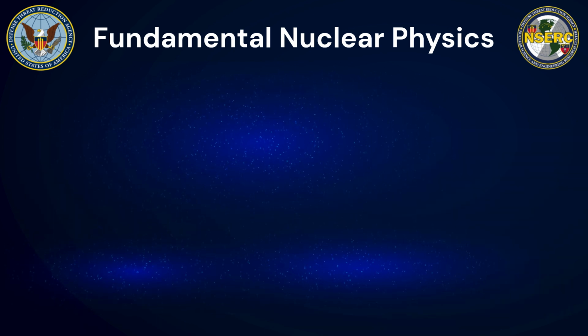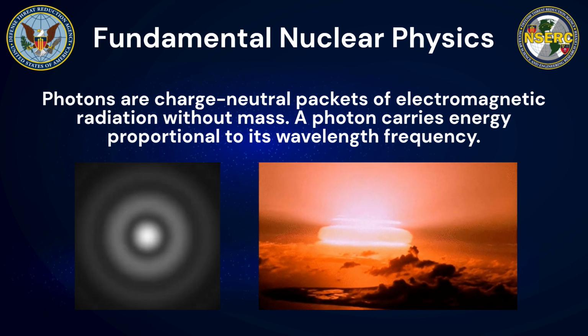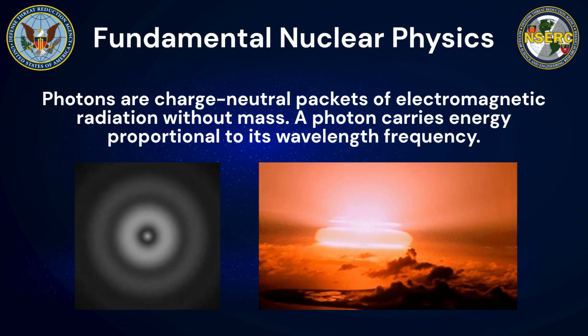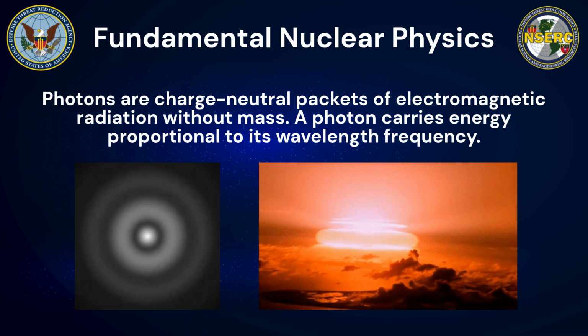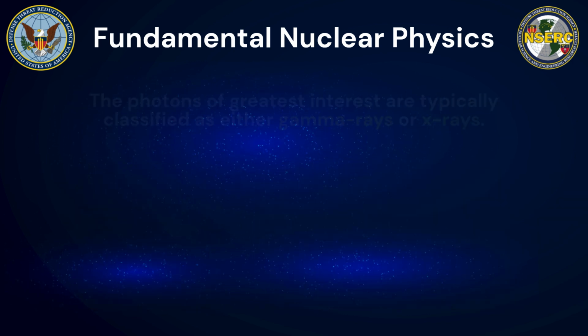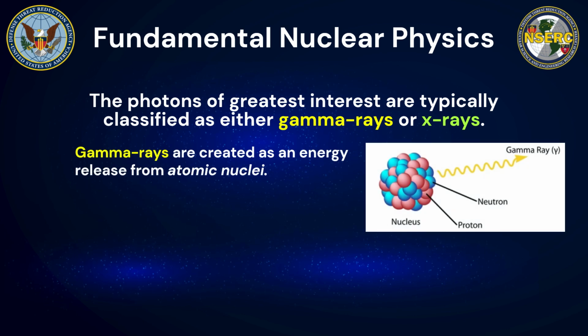The final particle type we need to discuss is the photon. To understand most nuclear weapon effects, it's useful to consider photons as individual, charge-neutral packets of energy that all travel at the speed of light, regardless of their energy. In the context of nuclear weapon effects, the photons of greatest interest are typically gamma rays and X-rays, which are classified as such based on how they are created. Specifically, gamma rays are emitted as atomic nuclei release energy, which most often occurs during atomic fission or certain types of radioactive decay. This means gamma rays tend to be born at high initial energies.